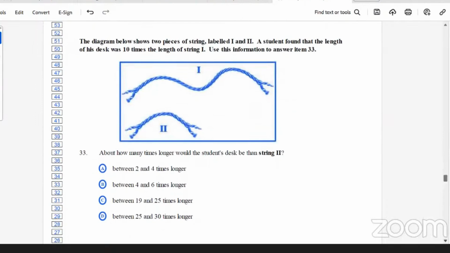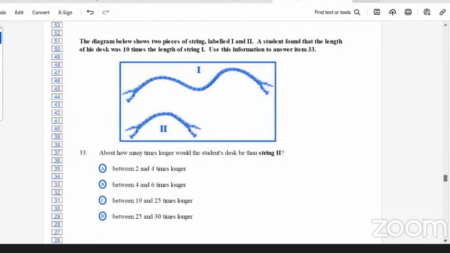All right, so question 33, the diagram below shows two pieces of string labeled 1 and 2. A student found that the length of his desk was 10 times the length of string 1. Use this information to answer item 33. So item 33 says, about how many times longer would the student's desk be than string 2? So for string 1, it was 10 times longer. So if we want to use string 2, right?